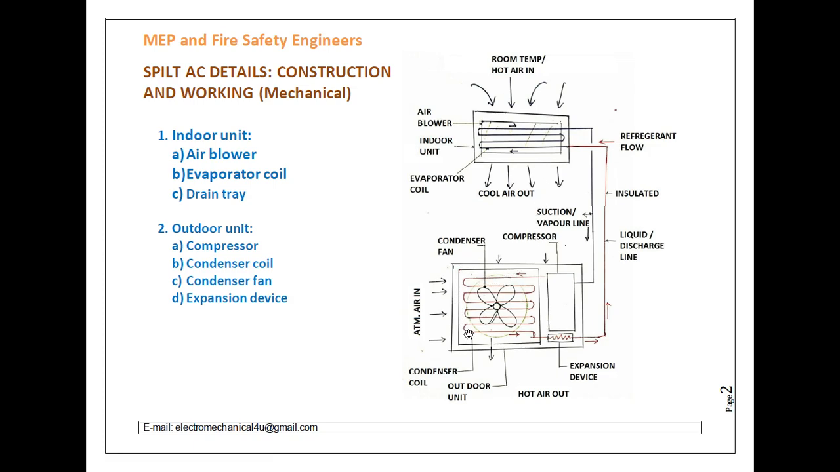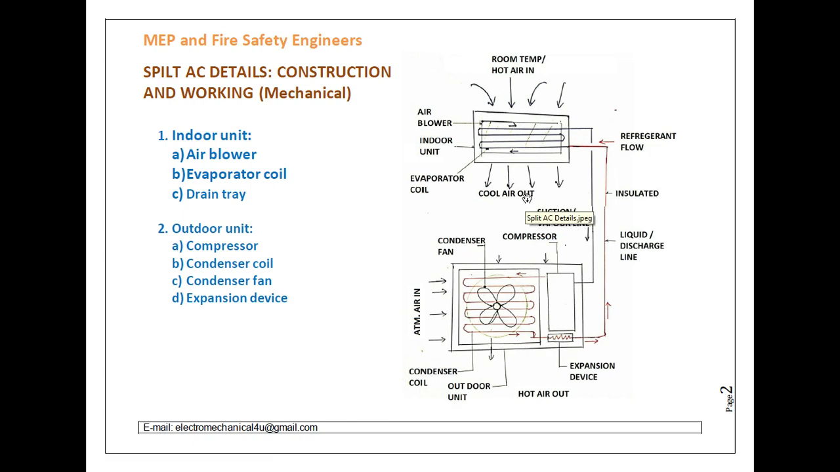Now the outdoor unit has four basic components. First is the compressor, second is the condenser fan, and this condenser coil and the expansion device. And this is the conduit which carries the liquid, that is the liquid refrigerant. This arrow shows the refrigerant direction.